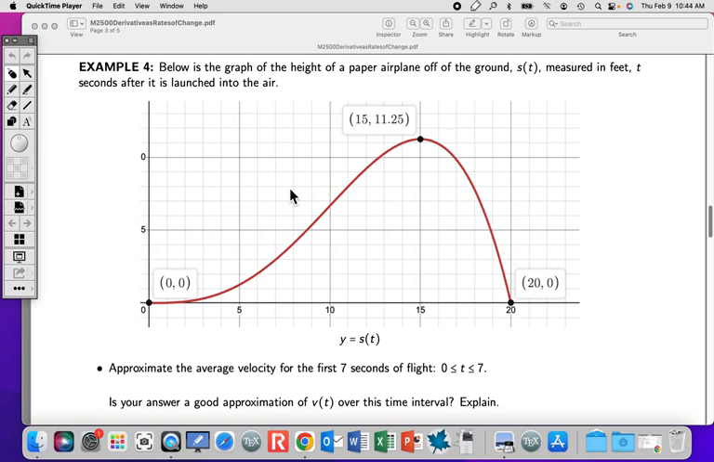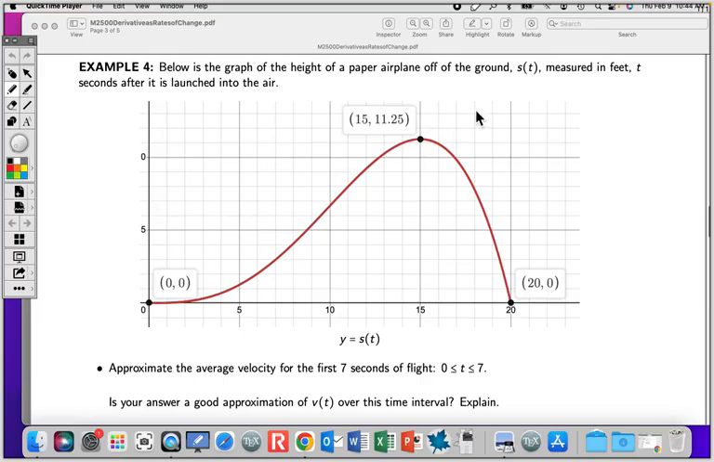Look here at example 4. We've got the graph of the height of a paper airplane off the ground, S of t, measured in feet, t seconds after it's launched into the air. So this is the time axis here, measured in seconds. And the y-axis here is measured in feet, and that's the height off of the ground.